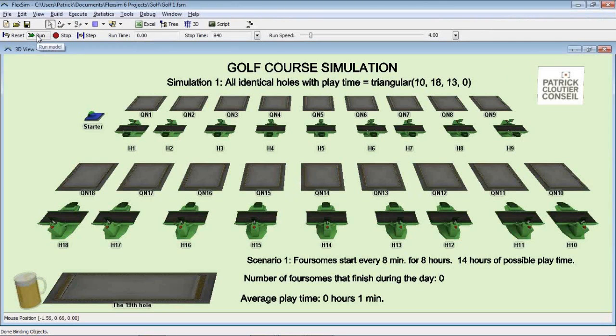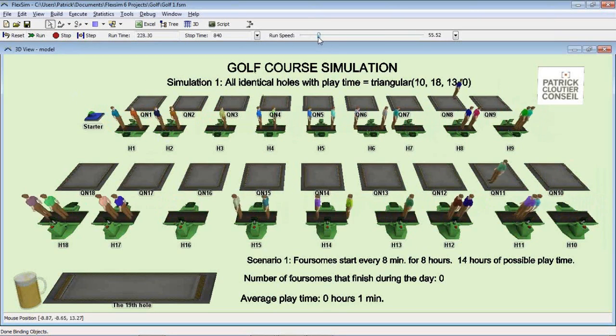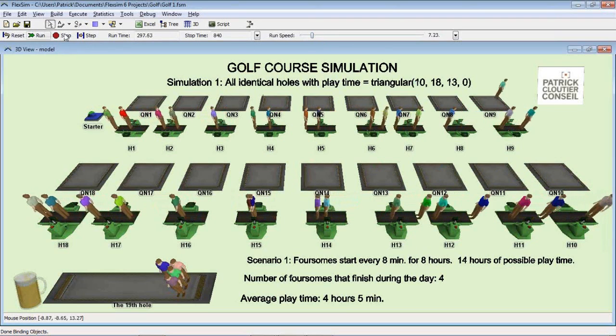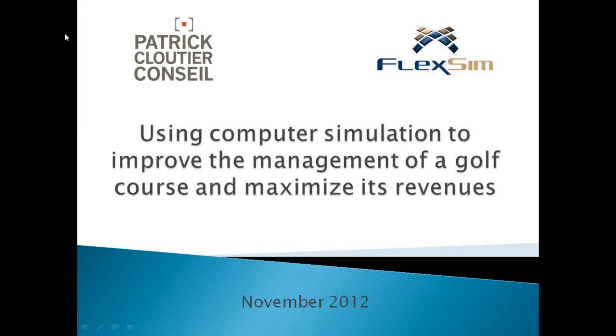This is a very simple representation of a golf course where we have 18 holes, numbers H1 through H18, represented by machines in this software. In front of each hole there's a queue, or a waiting area, if you will. As we will see later on, I'll be running from the start of the day with foursomes coming into the first hole, and then filling up the whole golf course. So let's put that aside for a while and take a look at the presentation.